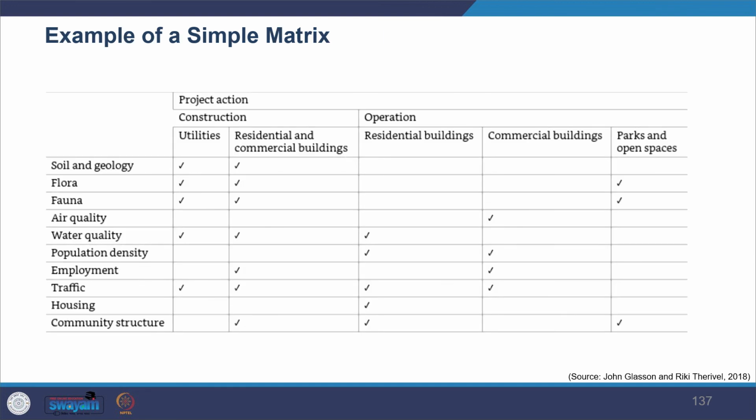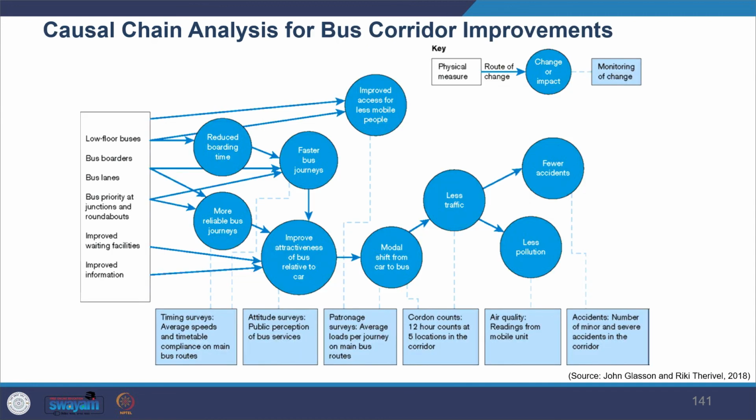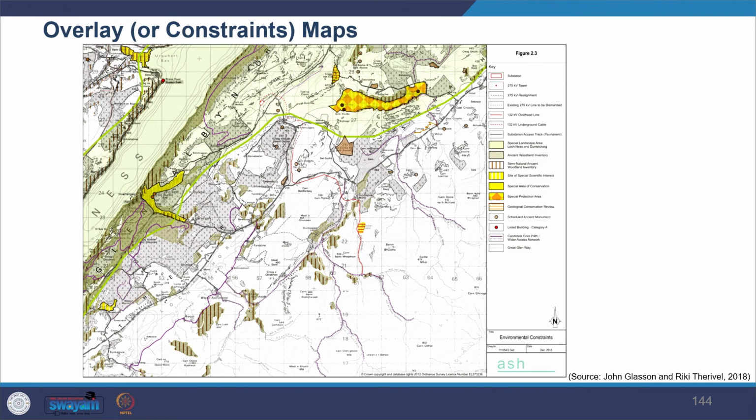Then you have matrices, to see and communicate what kind of impact you're going to see at the initial stage. You also have network and causal chain analysis, which can be undertaken. You can look at the diagram here. And then you can have overlay maps over the GIS. So you can see the maps here. You need to carefully choose different methods, and you can use a combination of methods for impact assessments.